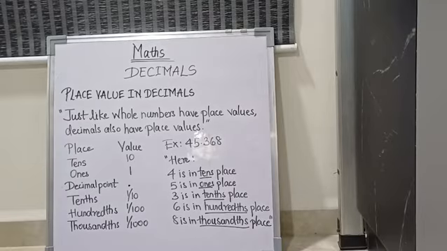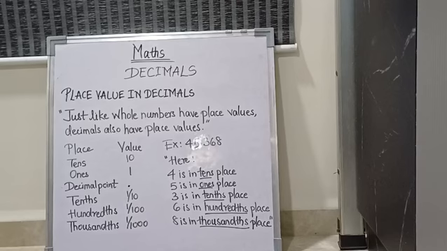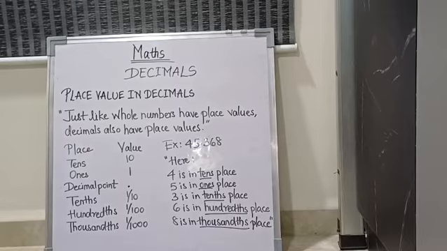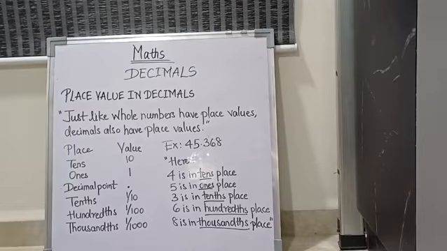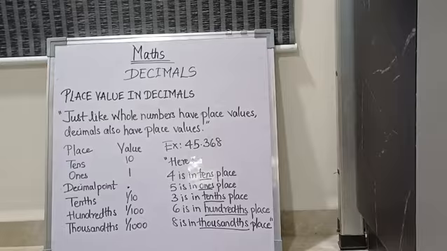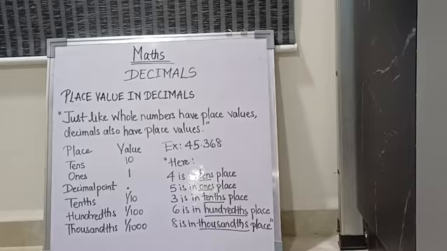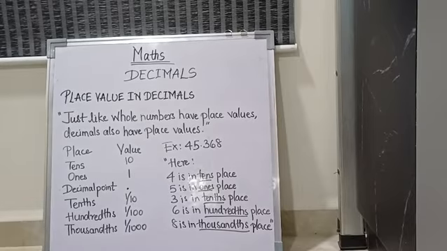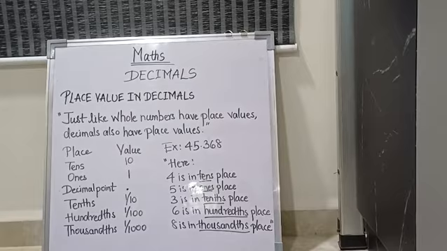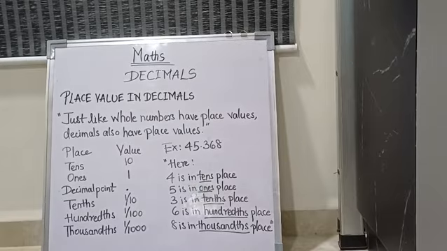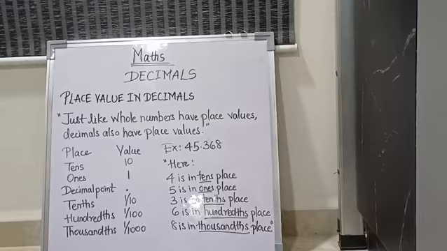So you can see the example 45 decimal point 368. Now for whole numbers, you know 4 is in tens place, 5 is in ones place. Let's first see on the left hand side the place value for the whole number part. Place tens, value is 10. Place ones, value is 1. Decimal point, the value is dot. Tenths, 1 divided by 10. Hundredths, 1 divided by 100. Thousandths, 1 divided by 1000.